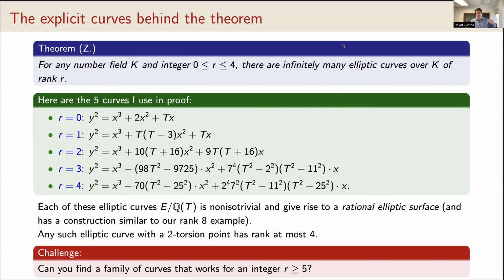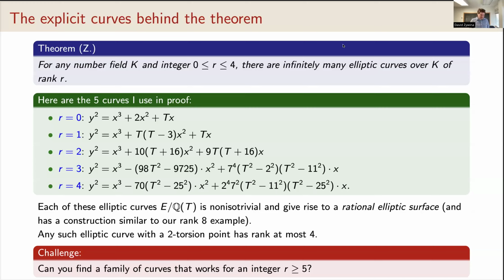And 4 is as far as I got. I tried 5, I got stuck, and I've given up for now. Each of these curves is non-isotrivial and gives rise to an elliptic surface fibered over P1. And in particular, these ones are rational elliptic surfaces. They're birational to P2. And there's a construction similar to the rank 8 case.